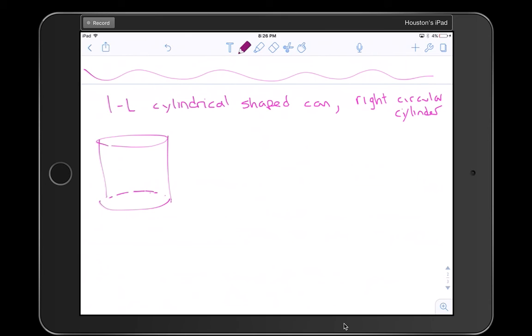So we're trying to, again, design an efficient cylindrical can. The volume has to be 1 liter. That much we know is true. So before we add some variables to this, let's think about what equation we might use. The volume of a cylinder is base area, so the base of the area is a circle, multiplied by the height. And we know that has to be 1 liter.